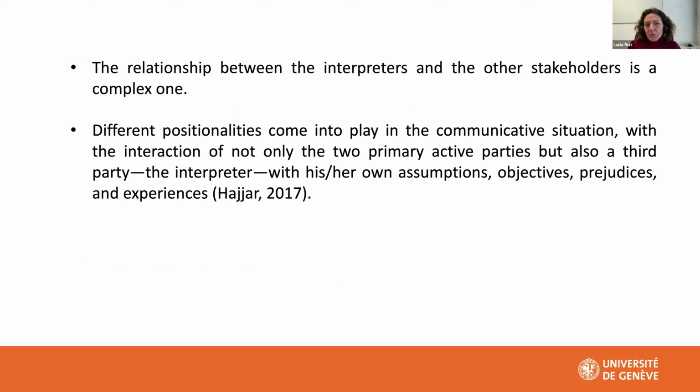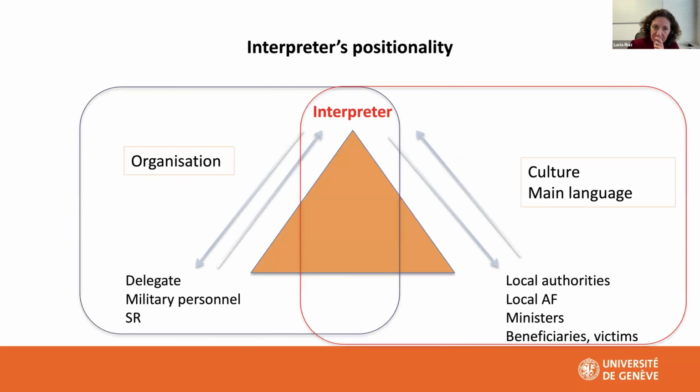So in a conflict zone, be it a military mission, a humanitarian mission, or a human rights mission, the relationship between the interpreters and the other stakeholders is a very complex one, because different positionalities, sometimes very different, come into play in the communicative situation. And there is this interaction not only between two primary active parties, but also a third party, the interpreter, who in this setting has very strong assumptions, objectives, prejudices, and experiences. So I created this figure for you to understand this complex positionality of the interpreter.